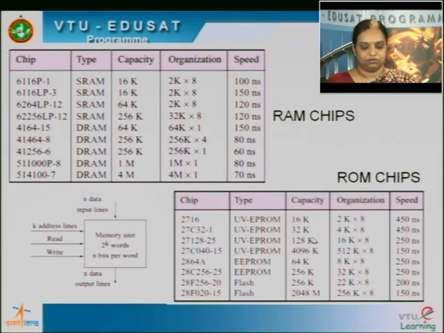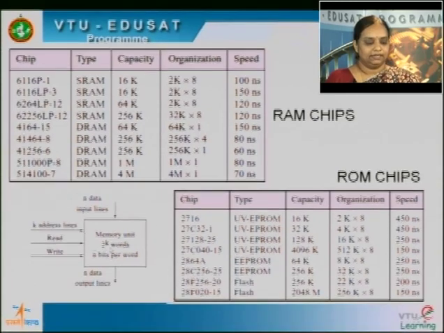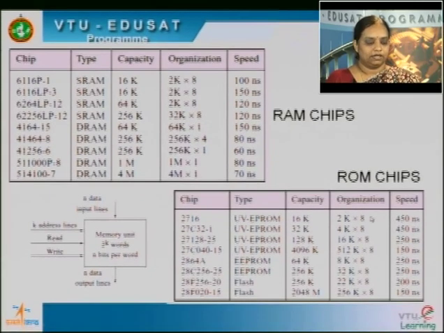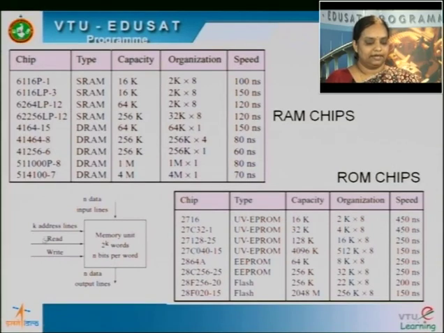It's in increasing order from kilobits to megabits. So the three important characteristics of memory are capacity, organization and speed. And this memory, whatever you have, has k address lines and n data lines. And what will be the organization? 2 to the power k, where k is the number of address lines, into n.